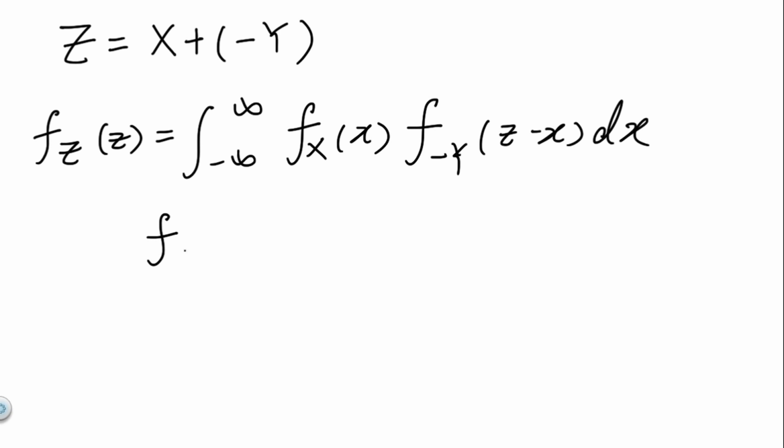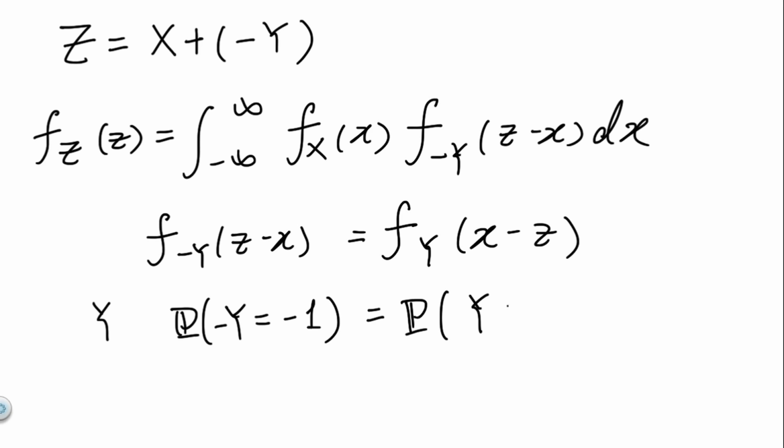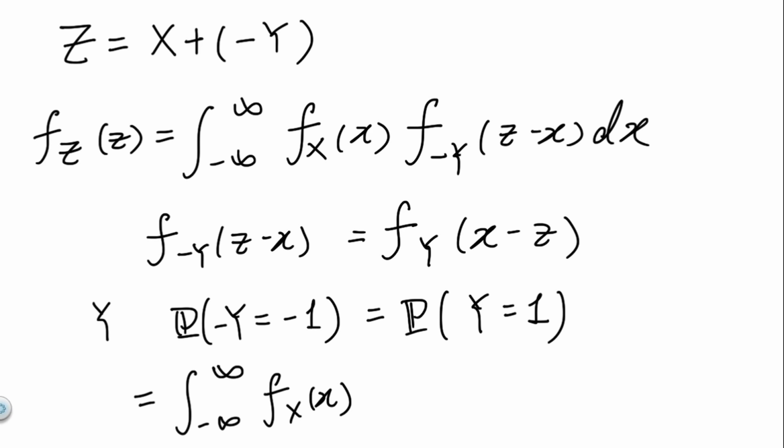Now, we will use the fact that f of negative y evaluated at z minus x is simply equal to f of y evaluated at x minus z. To see why this is true, let's consider, say, a discrete random variable y. The probability that negative y is equal to negative 1 is simply the same as the probability that y is equal to 1. And the same is true for probability density functions. With this fact in mind, we can further write the equality as the integration of f of x times f of y, x minus z, dx.